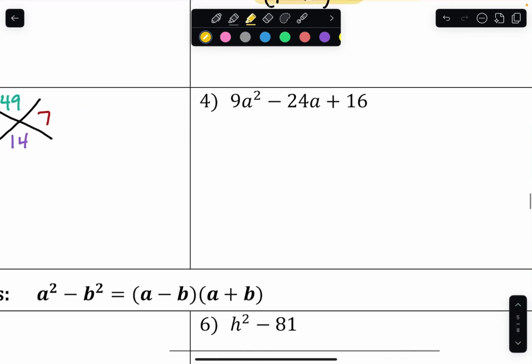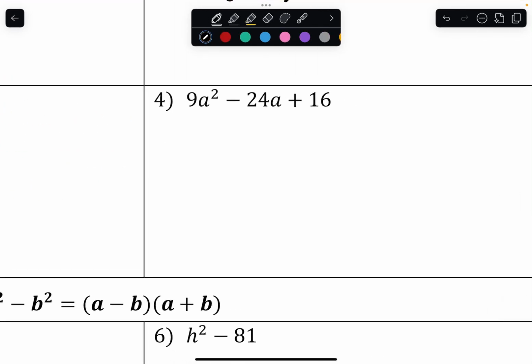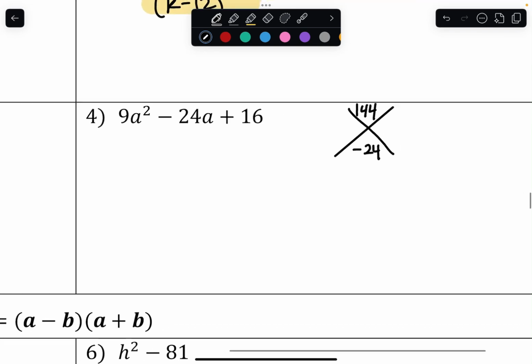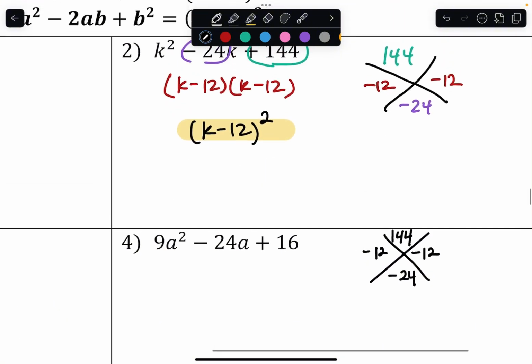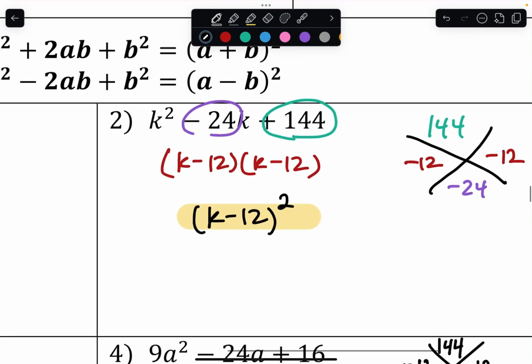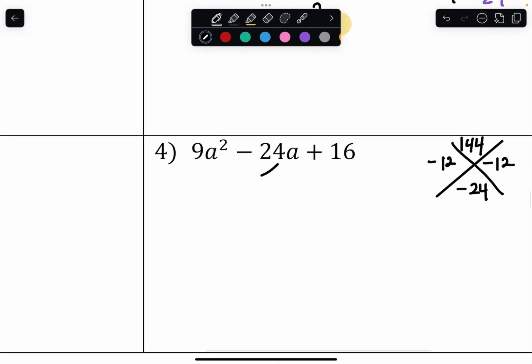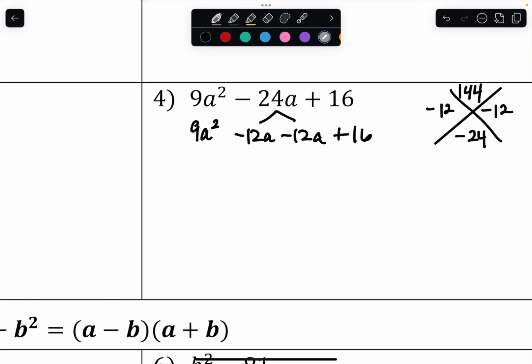Okay, so for this next example, we could multiply 9 times 16, which is 144, and then find 2 numbers that multiply to 144 and add to negative 24, which is negative 12 and negative 12. But of course, this does not factor to a minus 12, a minus 12. That was this example up here. This is where a isn't 1. And so we would have to split the middle and factor by grouping.